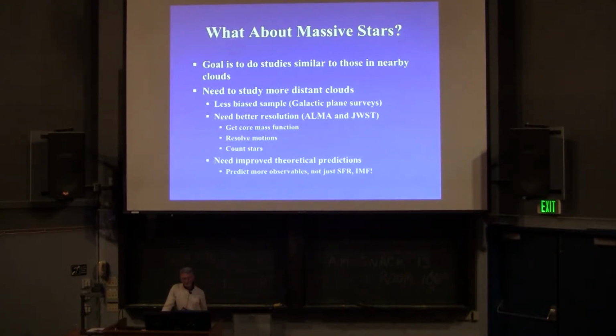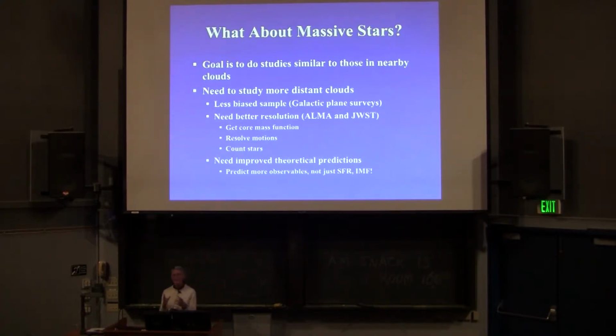There are galactic plane surveys going on. I'll mention them briefly at the end. This is going to get better. And then we need better resolution. Once we've got a sample, we need ALMA and JWST to study the gas and dust conditions, and with JWST, the star formation. So we'd like to get the core mass function. We'd like to see, in these regions forming a real cluster of stars, whether we have a core mass function that really is the IMF times 3 or whatever. You'd like to resolve the motions and count actual stars. This turns out to be very difficult with existing data.